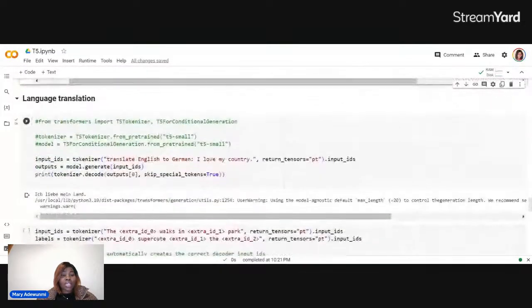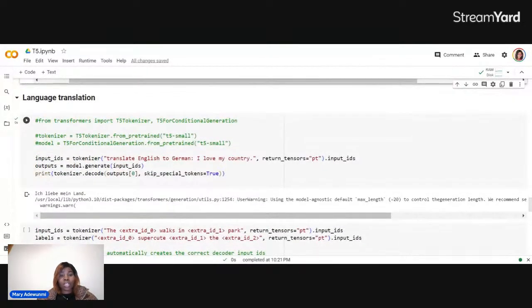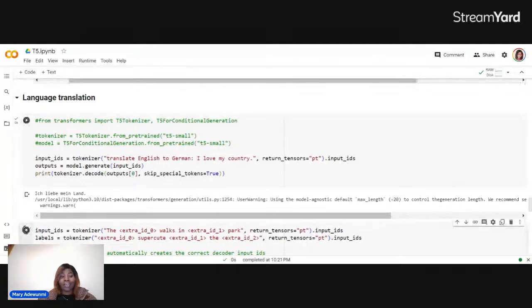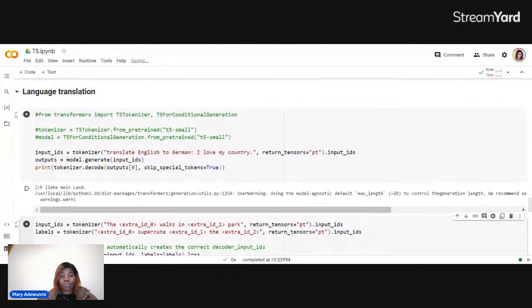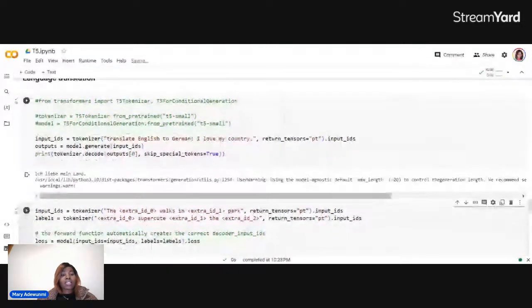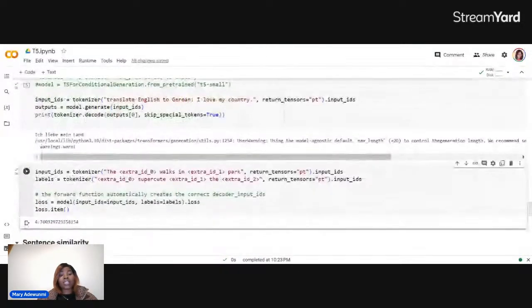Okay, so you look at the language translation. It translates English to German. I love my country. It translated it well, and it even remembered to put the full stop, the period. I don't know how to pronounce the label, so let me not pronounce it. So you can see that it's worked well, which is a good thing. And the loss item, that's the softmax loss. So in case you want to say, okay, how sure it is or something.